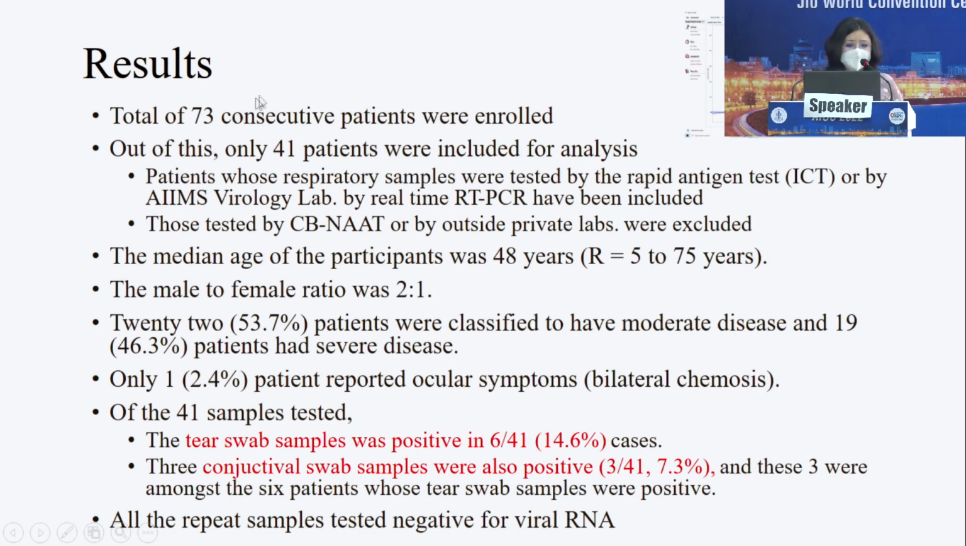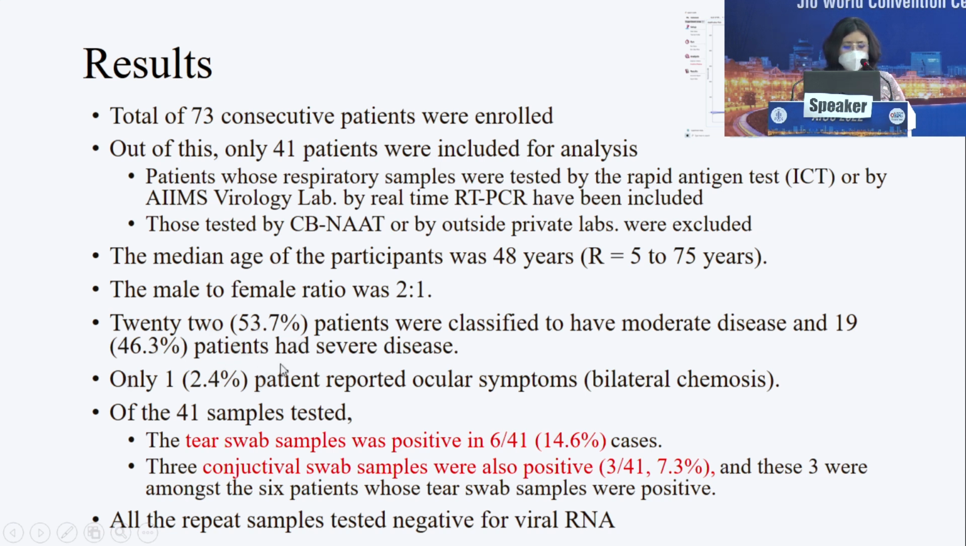Coming to the results, we had enrolled a total of 73 consecutive patients. However, only 41 cases were included for analysis. Because of our inclusion criteria, we included patients whose respiratory samples tested positive from our own lab to avoid any analysis deviation, and we excluded all those patients tested by CBNAAT or any other lab. The median age of the patients was 48 years. The male to female ratio was 2:1, and 22 patients were classified as having moderate disease, and 19 patients had severe disease.